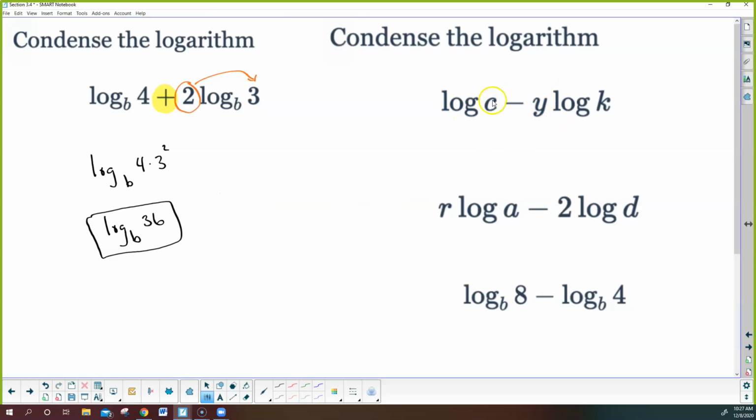Okay? This one is almost the same thing. The y is a multiplier out in front, so that's going to become the exponent of the k. But then I've got the subtraction, and subtraction isn't the product, it's the quotient. So we're going to end up dividing that one. And they are the same base, so all this works out. So c is going to be on top, k is going to be on bottom, but then the y belongs in the exponent of the k.